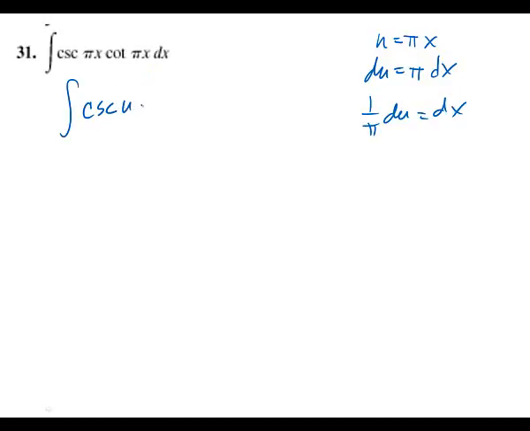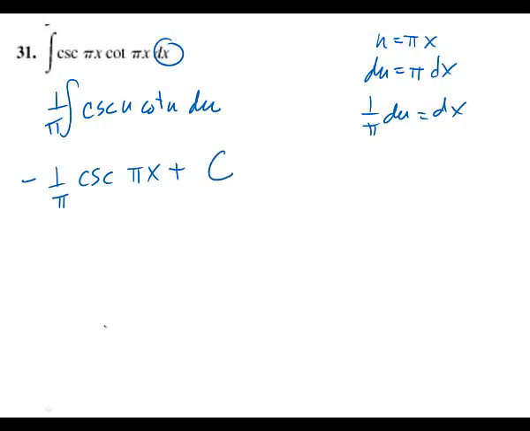All right, cosecant of u, cotangent of u. For the dx, I'm putting in 1 over pi du. When we integrate cosecant cotangent, what do we get? Negative cosecant, and instead of writing u, I'm going to write pi x, plus c. I think I have a typo in my notes. All right, we good with that one?